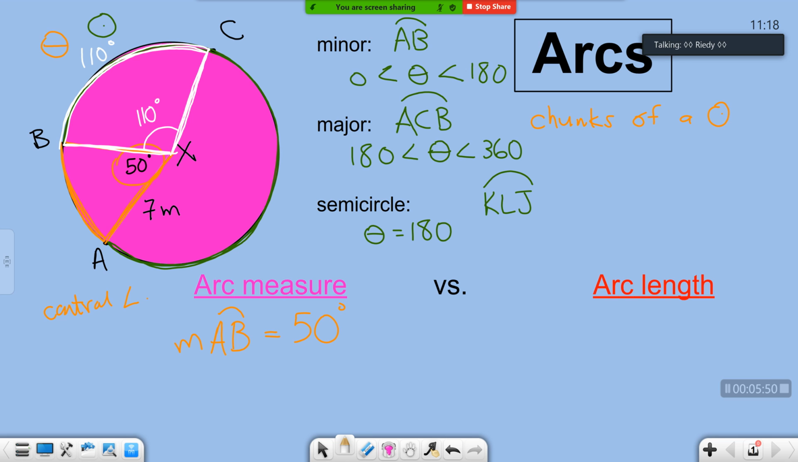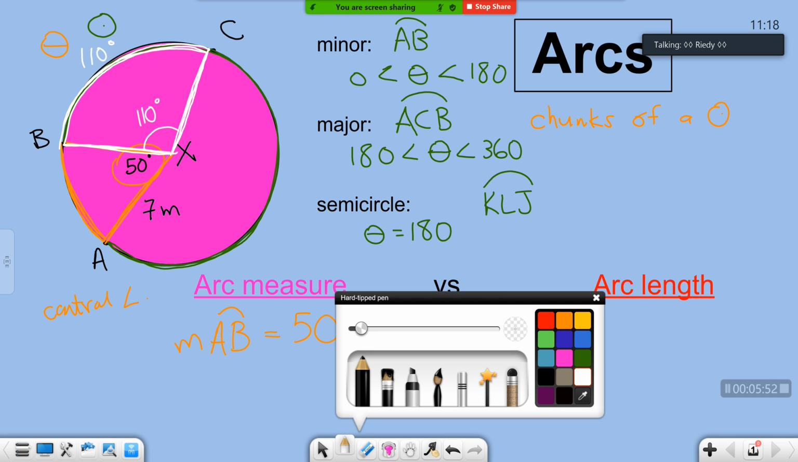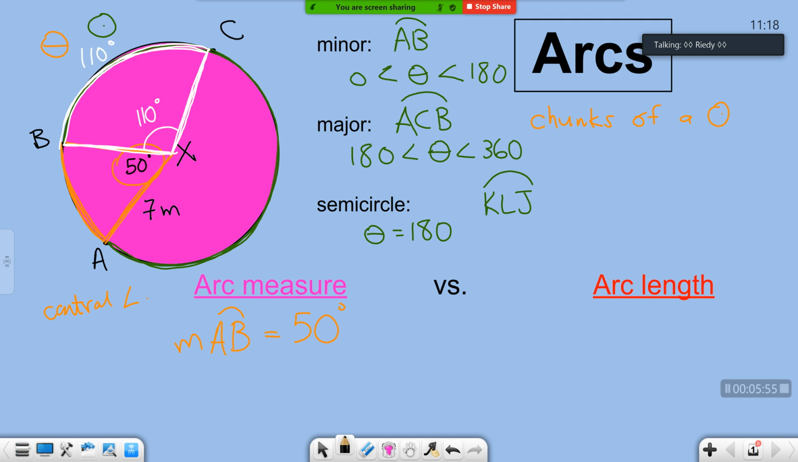Okay? Beautiful. Now, let's talk about how to find arc length. First of all, let's talk about the difference. Arc measure is an angle measure that represents the number of degrees of the circle that we're taking. The arc length is an actual length.